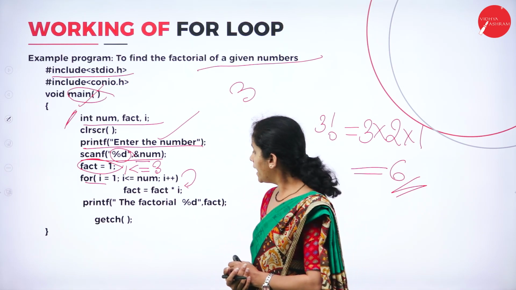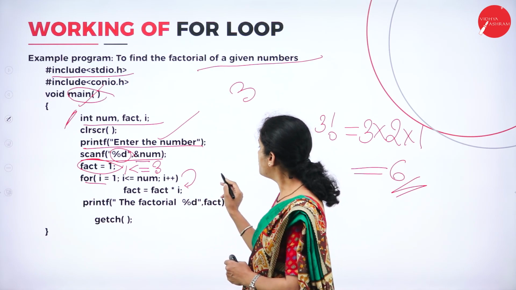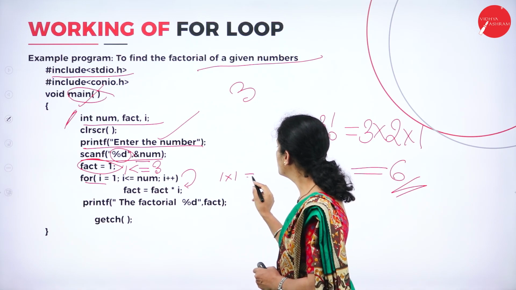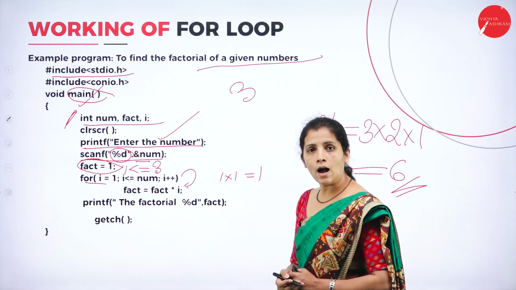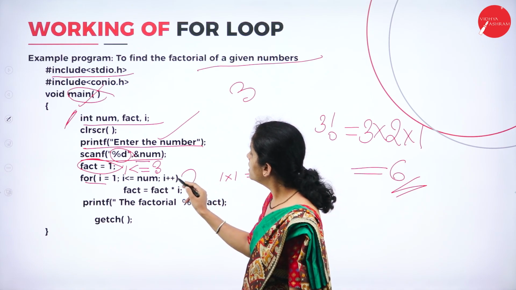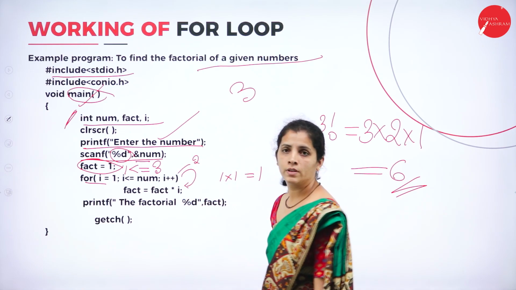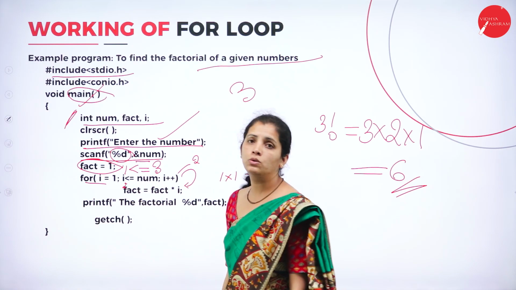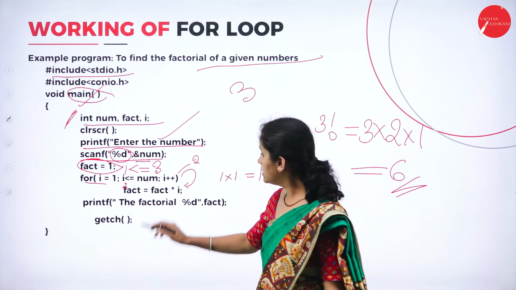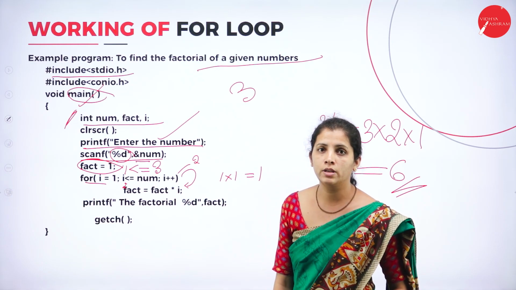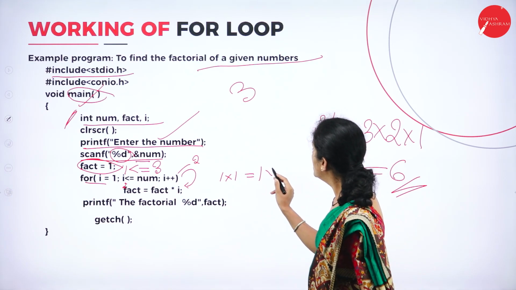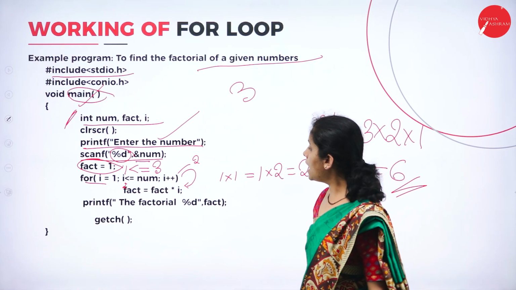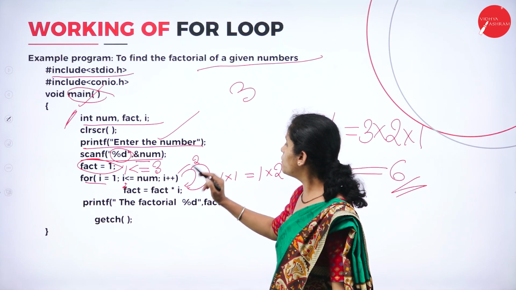So fact into I. What is fact? Fact is 1. Into I, it is 1. So 1. Now I is incremented by 1. Now I is 2. Now 2 less than or equal to 3. It is true. Now I'm going to perform the factorial. That is 1 into 2. It is 2. Now I is going to increment by 1.